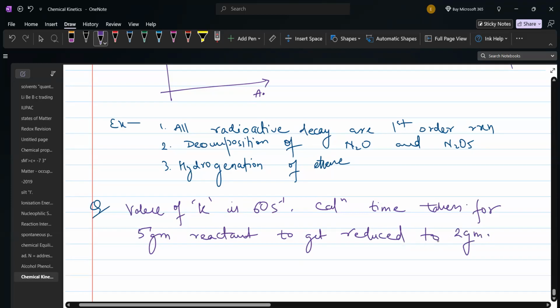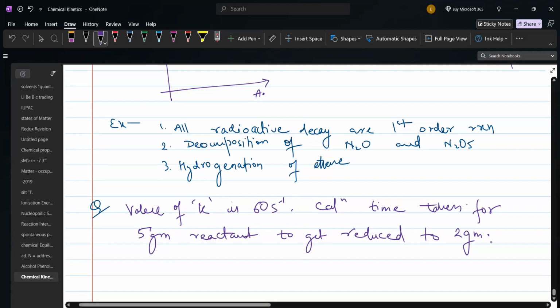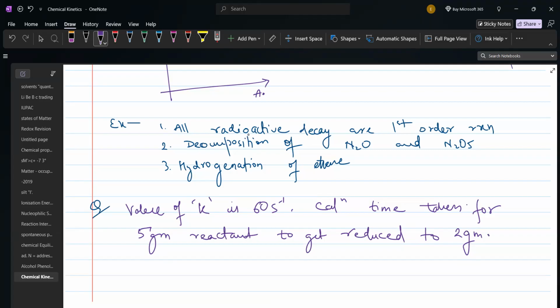So the value of K is given. You have to calculate time taken from 5. The initial concentration was given as 5 gram, and the remaining concentration value is also given. It gets reduced to 2 gram. Zana and Harshita, what is the order of the reaction? Can you guess?